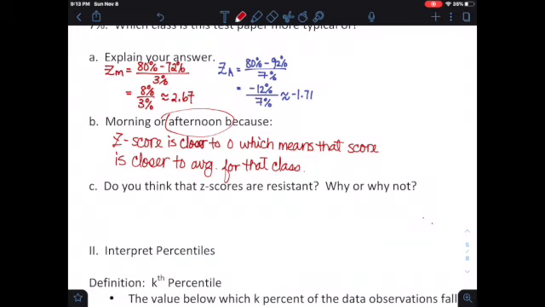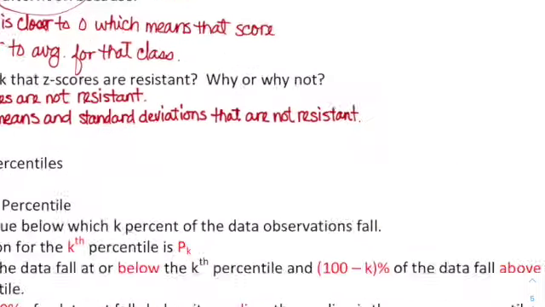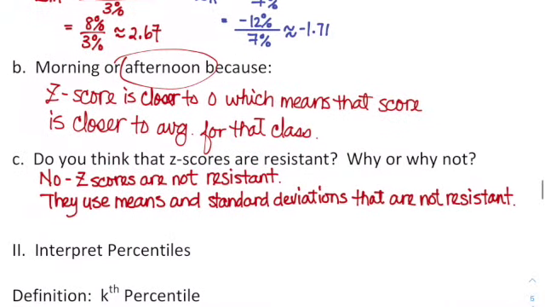C, do you think that z-scores are resistant? Resistant means it doesn't move that much. Why or why not? Well, z-scores are not resistant. The reason is that they are based on the mean, and the mean is the average. If you have a really huge average because of one piece of data that does not fall into the norm, then your z-score will change. So that's the reason, and I'm going to write it down for you. For C: no, z-scores are not resistant. They use the mean and standard deviation, which are not resistant.